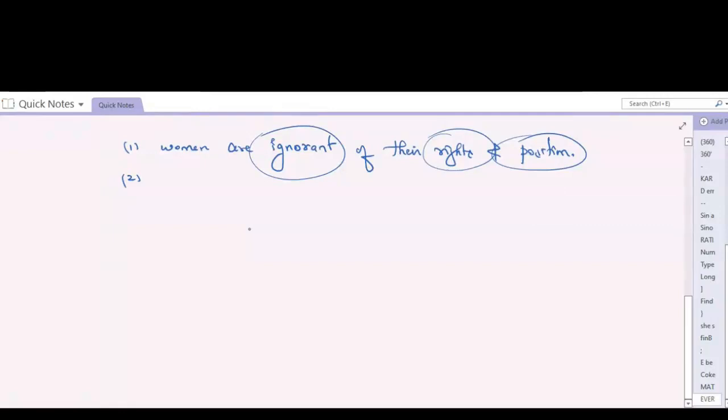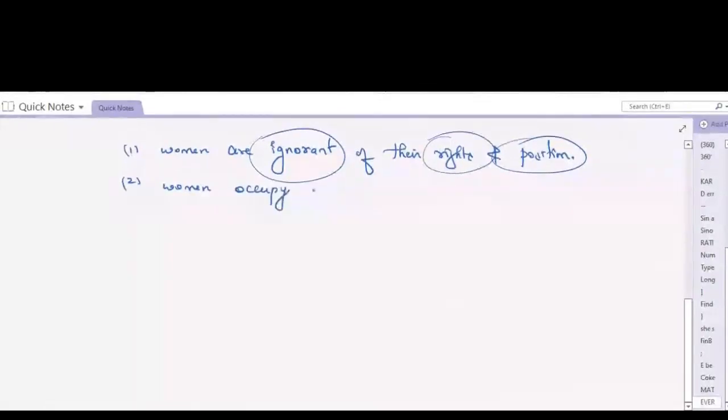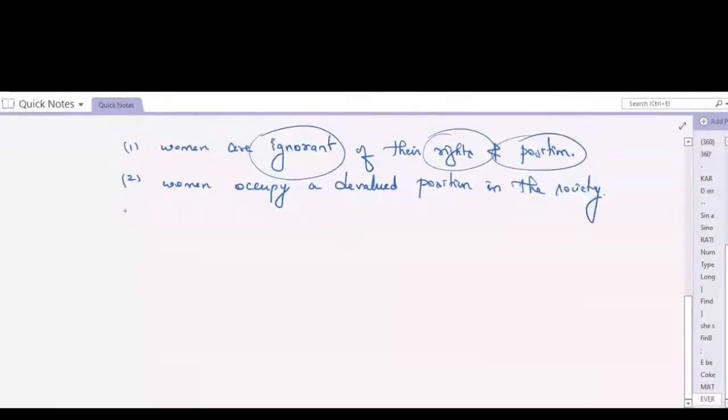Next option. Take down. Women occupy a devalued position in the society. You can see so many women we have. Understood? They already hold a devalued position in the society, so they have to come out of that. They even have to create their own self-respect.